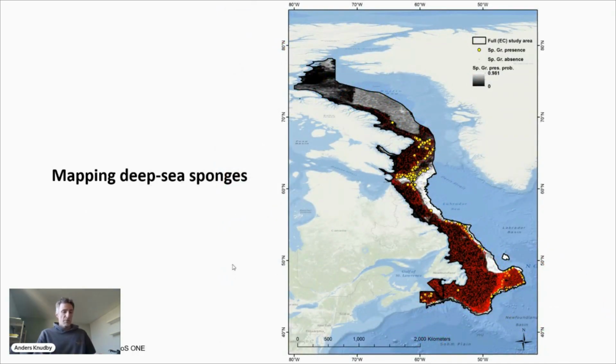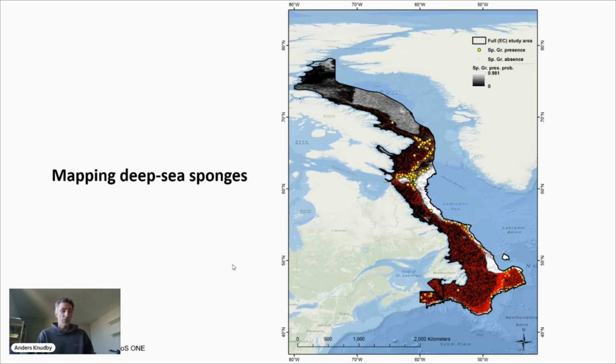The last example I want to mention for now is a project I work on with the Department of Fisheries and Oceans, where we use data on seafloor structure, currents, ocean temperature, and productivity to map likely aggregations of large deep sea sponges along the east coast in the area you see here.